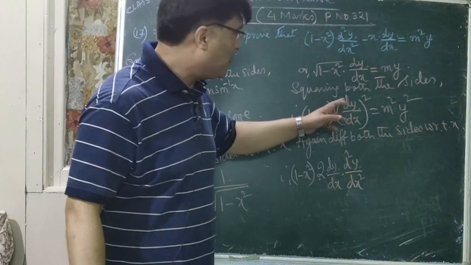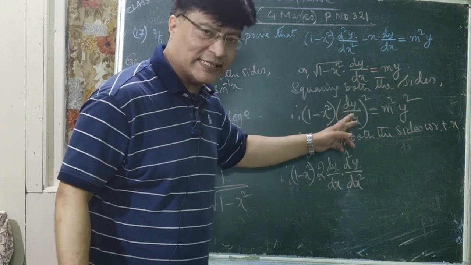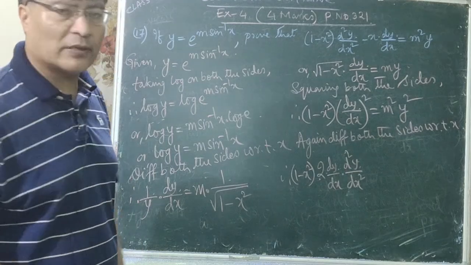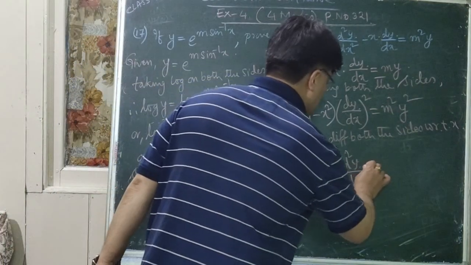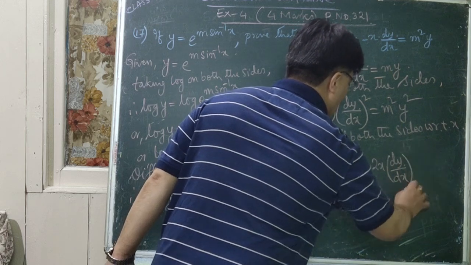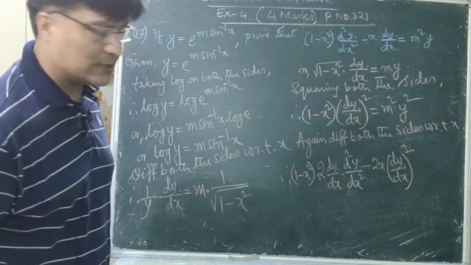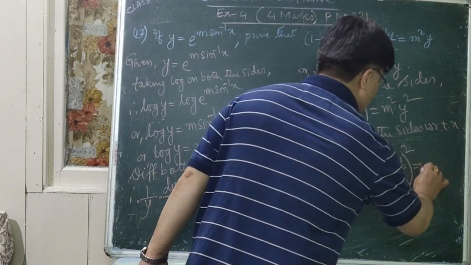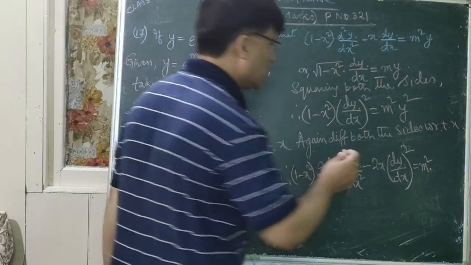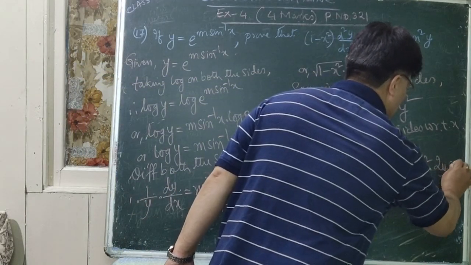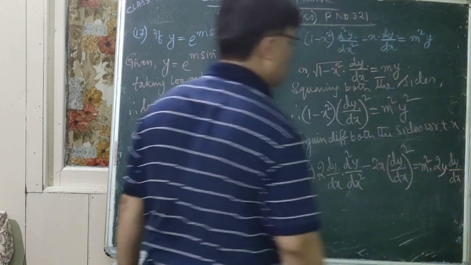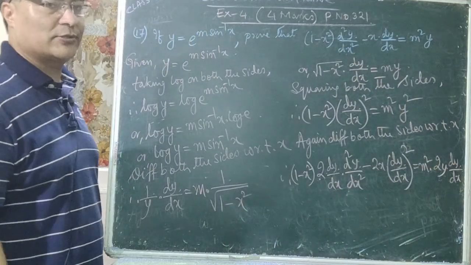Now next, keeping dy by dx whole square as it is, differentiate 1 minus x square. What is the differentiation of 1 minus x square? It is minus 2x into dy by dx whole square, which is kept as it is. So this is equal to m square into, now differentiating y square with respect to x, 2y into dy by dx.